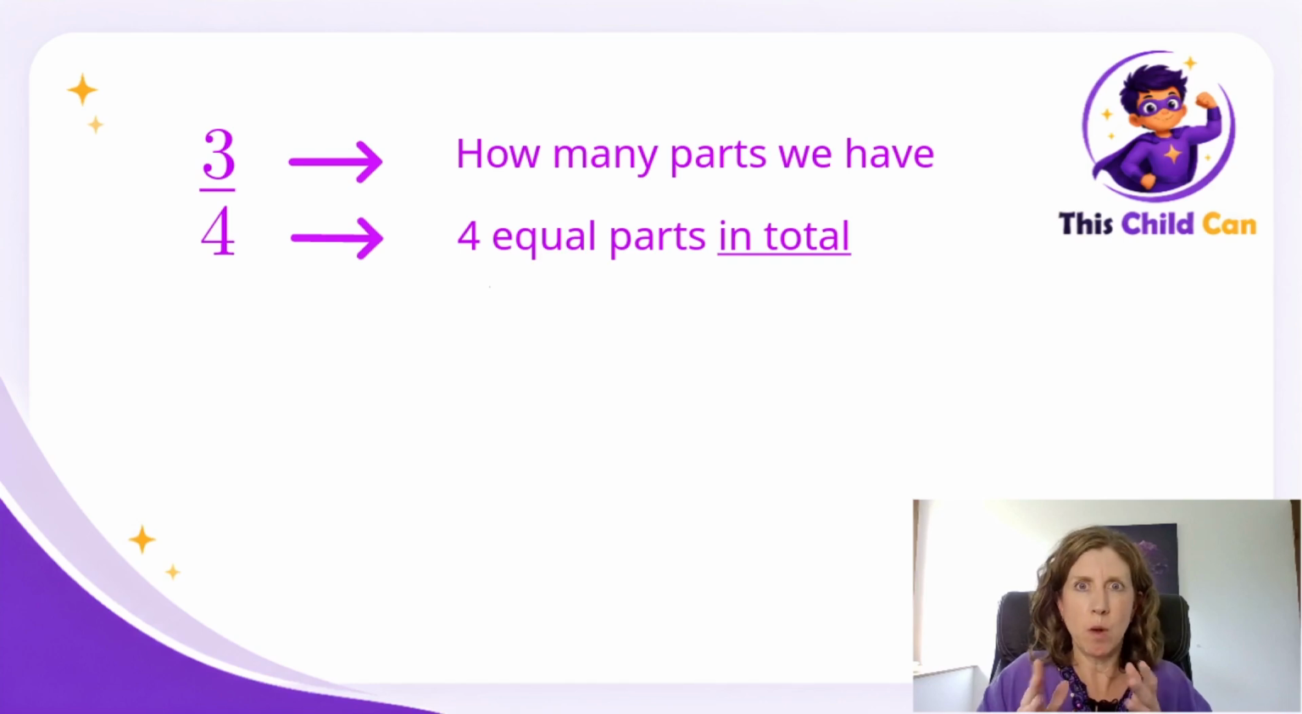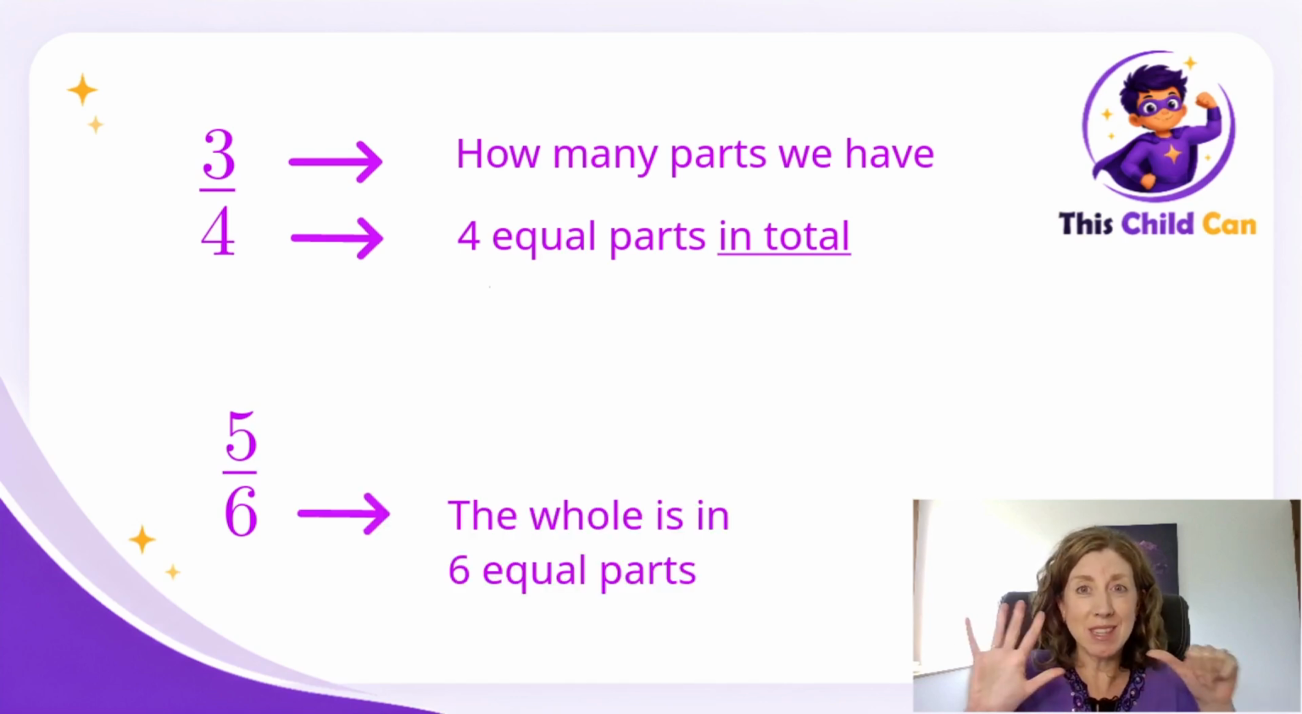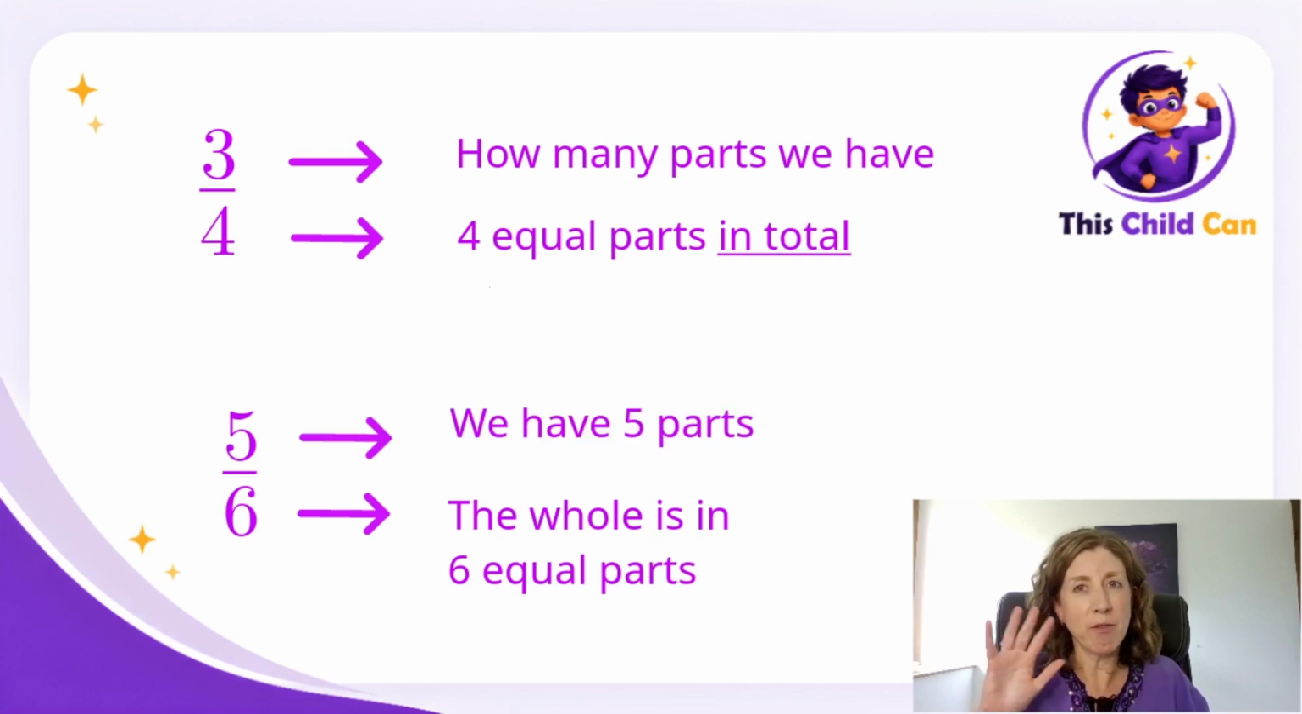Now let's try that quickly with one more fraction. So with 5/6, we ask, what is the denominator? It's 6. What does it tell us? It tells us the whole has been split into 6 equal parts. So the parts are sixths. Now ask, what is the numerator? It's 5. What does it tell us? It tells us that we have 5 of those sixths.